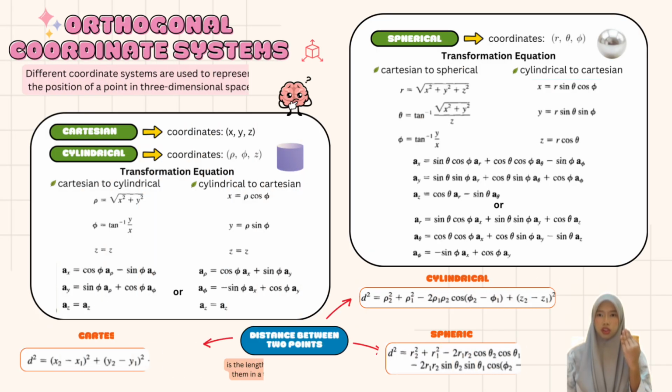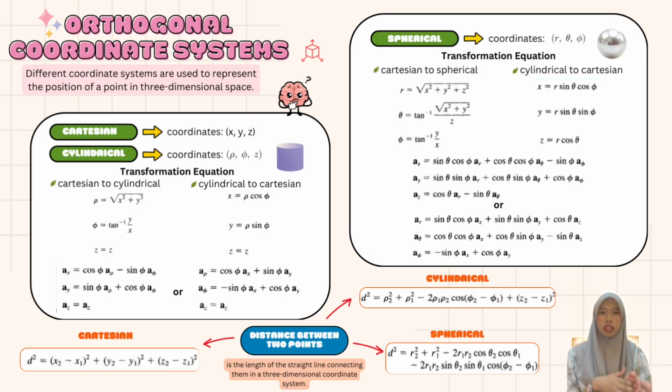Let's move on to the orthogonal coordinate systems. There are three main coordinate systems used in physics. The first is the Cartesian coordinate system, which uses x, y and z axes. The second is the cylindrical coordinate system, which uses rho, phi and z. It is mainly used for cylindrical objects like pipes and wires.